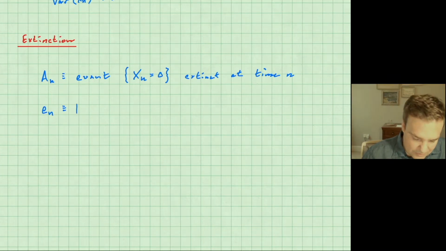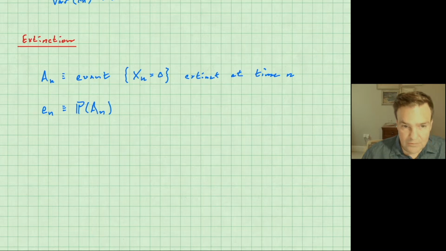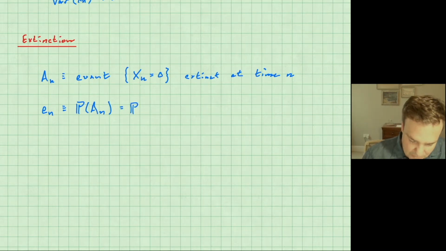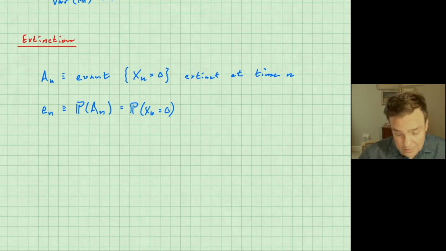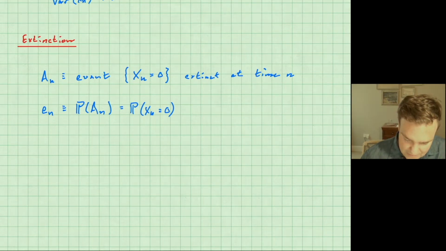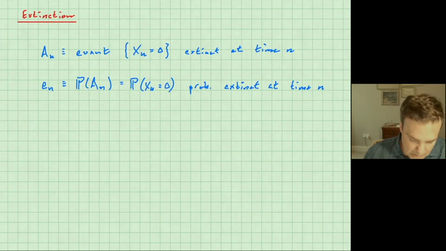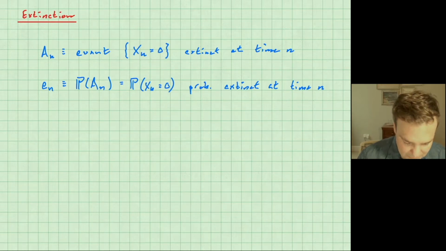All right, that's the definition. So this is the probability of that event. Right, so it's the probability that x sub n is equal to 0. All right, so that's the probability that the population is extinct at time n. And then we're going to define A and E with no indices underneath them, no subscripts.